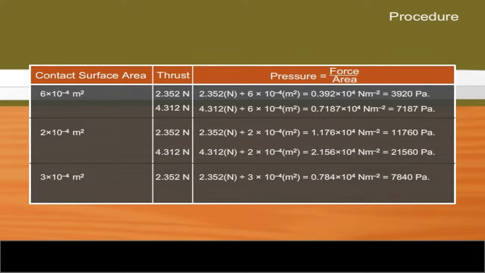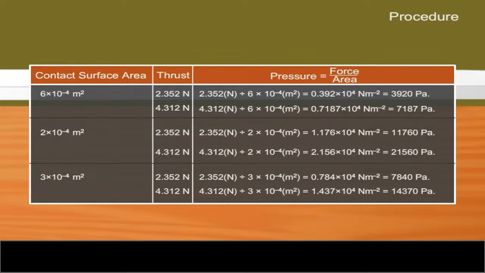2.352 newton. 2.352 newton divided by 3 into 10 raised to the power minus 4 meter square is equal to 0.784 into 10 raised to the power 4 newton per meter square, which is equal to 7840 pascal.